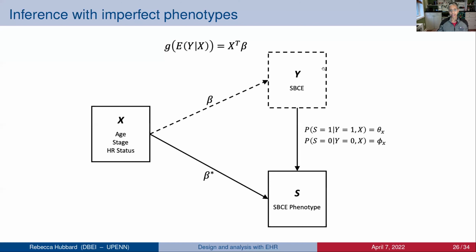Because we're using EHR data, we don't observe Y for anybody. Instead, we just try to make our best guess at it using the data we have available. So instead, we come up with an imperfect phenotype S, and we end up looking at the relationship between S and X instead of Y and X, which doesn't get us quite the parameter that we're interested in estimating. I'm assuming we also additionally have some kind of auxiliary information about the relationship between Y and the phenotype. Here I'm giving the sensitivity and specificity of S indexed by X, so allowing for the possibility that sensitivity and specificity of our phenotype varies by patient characteristics.